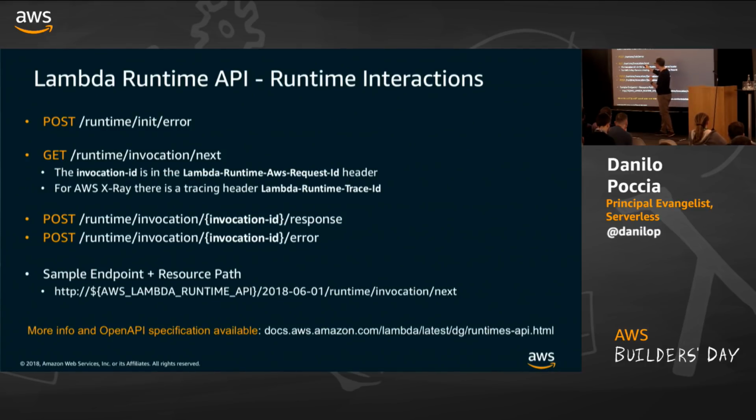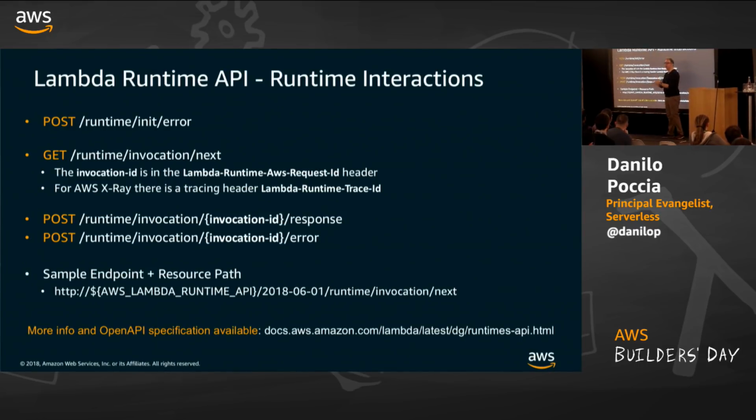In the response that you get, the payload of the GET will be the event that you need to process with the Lambda function. And then in the headers, you get the invocation ID in the Lambda-Runtime-Aws-Request-Id header. And if you want to use X-Ray with your runtime, we also give you the X-Ray tracing ID in a header. You are in charge of propagating this as an environment variable to your function, if you want to use X-Ray with your custom environment. More information on this is in the documentation.